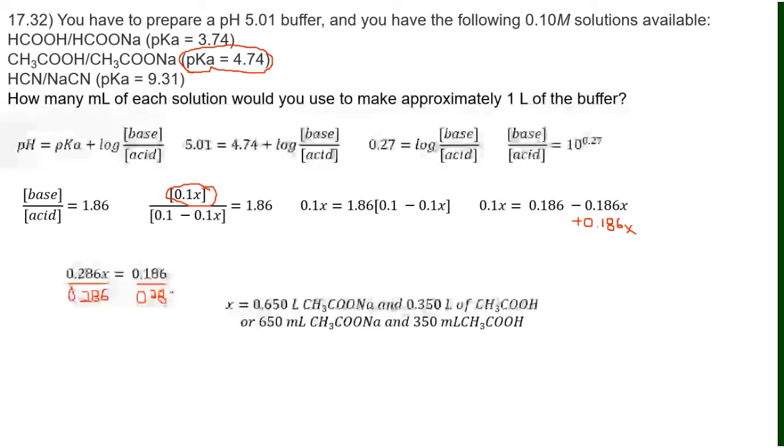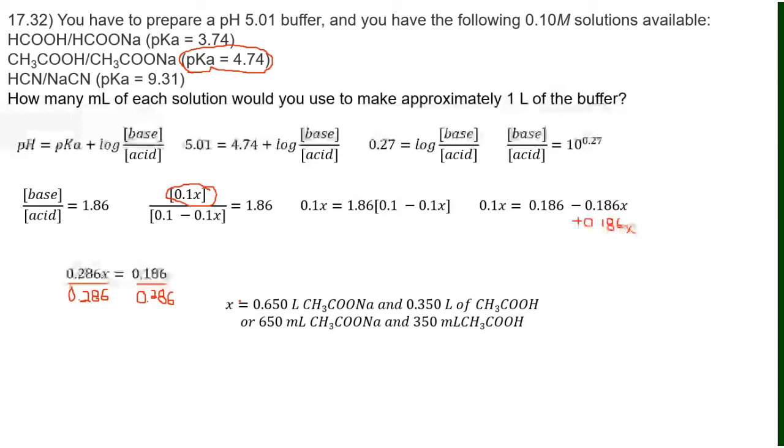0.65, which is liters. We need to make a 1 liter solution, so 1 minus the 0.65, and we'll see we'll need 0.35 of the acetic acid. And if we wanted to convert that to milliliters, that 0.65 liters becomes 650 milliliters, and the 0.35 liters becomes 350 milliliters.